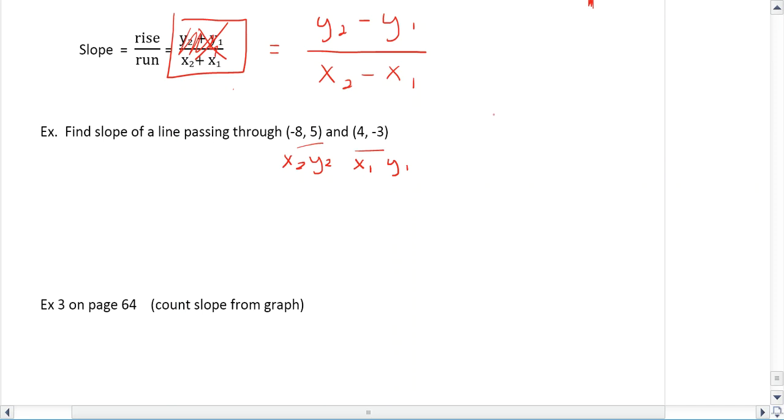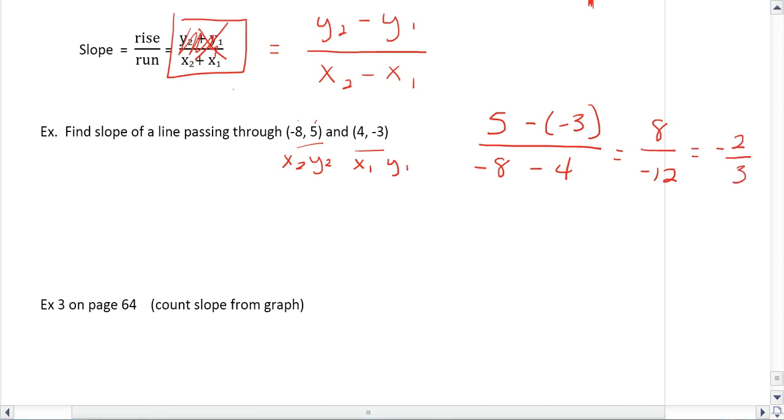So we have 5 minus a negative 3. And since I started with the 5 here, I must start with the x term that goes with it. So I must start with the negative 8. And we will be subtracting a 4. So then doing the math, double negative becomes positive. So I get 8 on top. A negative 8 minus 4 is a negative 12. And then please do reduce your fraction to negative 2/3.